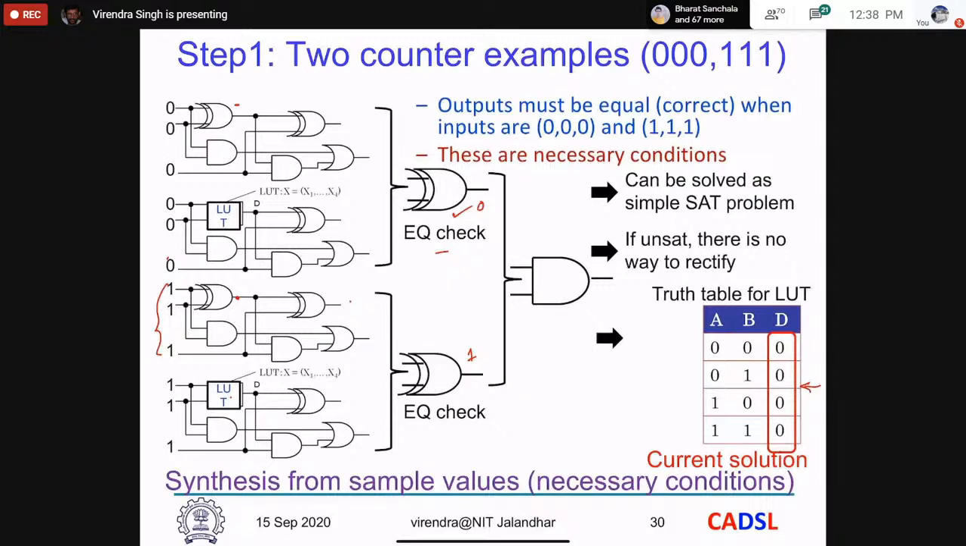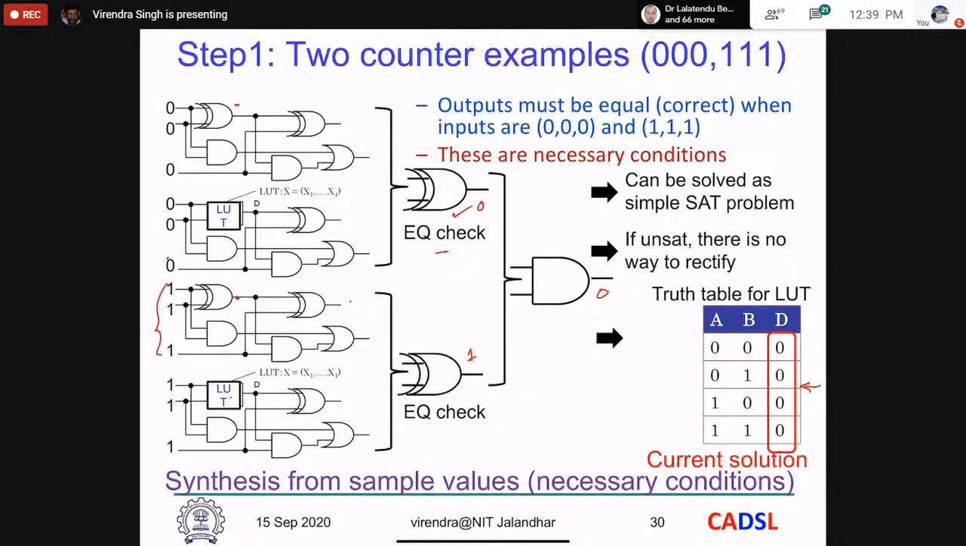You got my point? Yes, sir. If I can find out, so that means if I AND the output of these two, what should be the output of these two? 0, right? If there is no counter example here, right? If there is a counter example for that particular input, in that case, now there is no error here, there is error here, so that means that it is not satisfied.